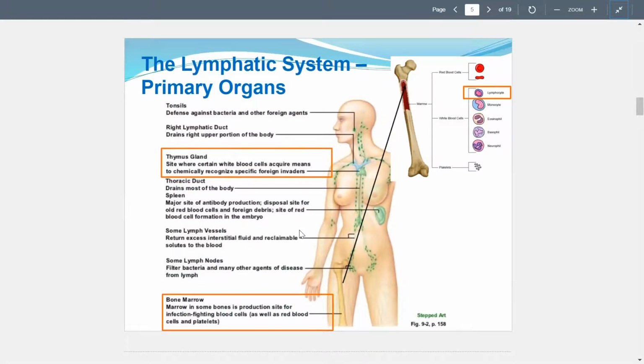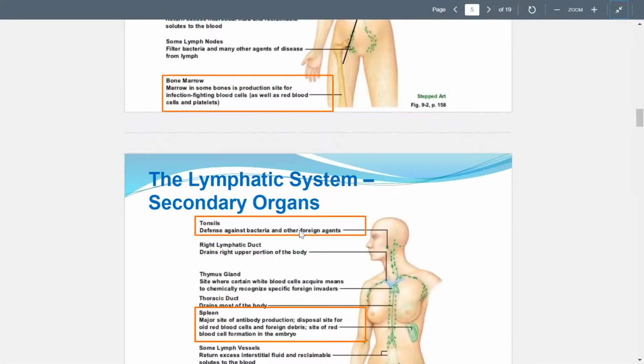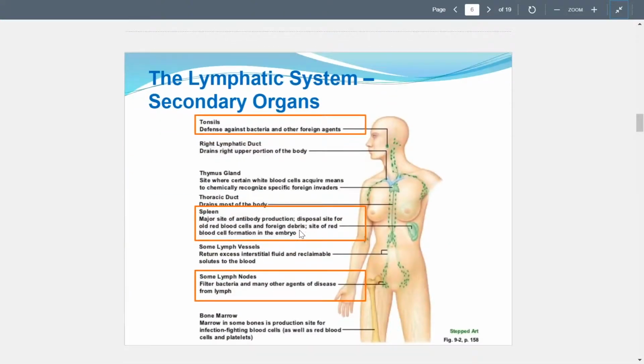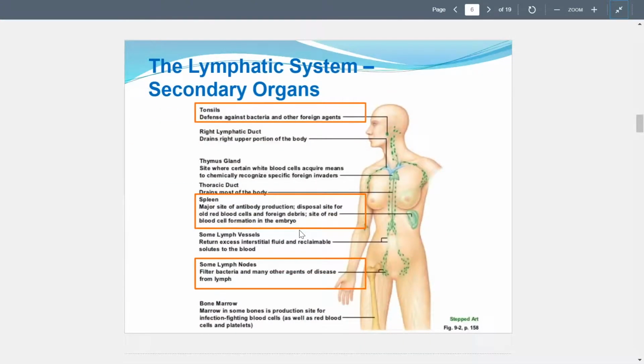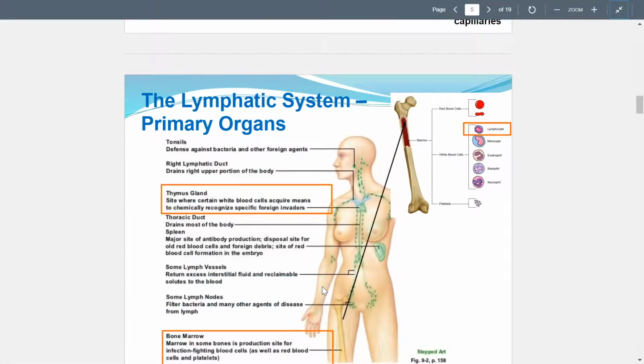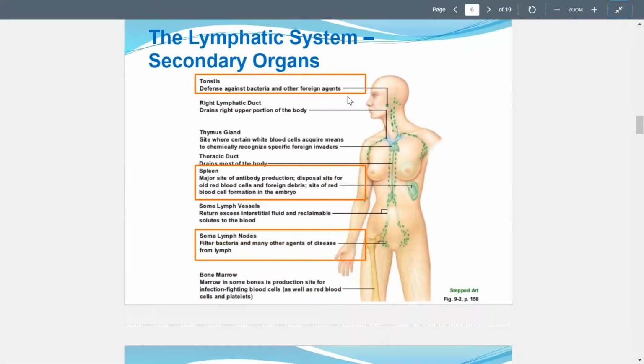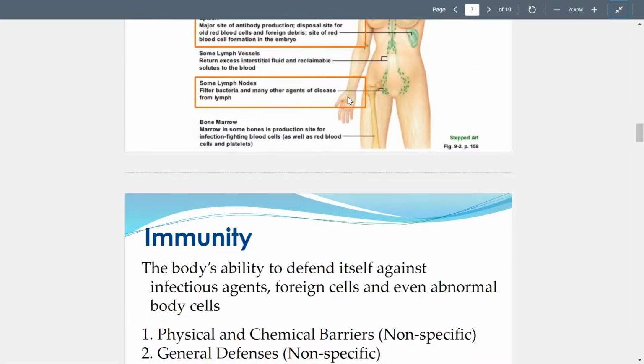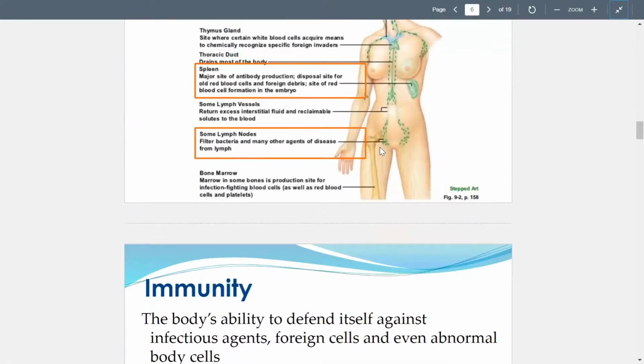Here, I'm not going to go over these because they're all highlighted and they're basically definitions, but these are some parts of the lymphatic system. She highlighted them in orange boxes, the ones that she wants you to know. These ones are the primary, and then on the next slide, it's the secondary organs. So just get a general idea of what those things do.